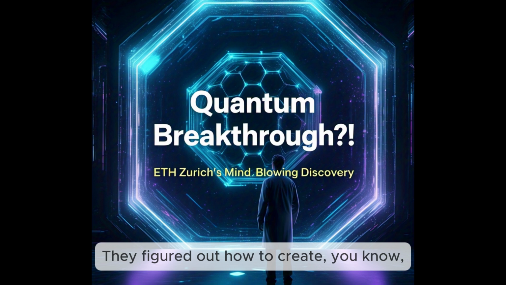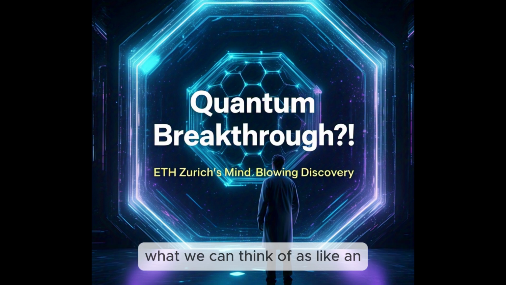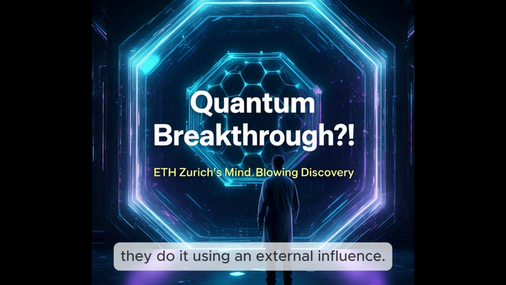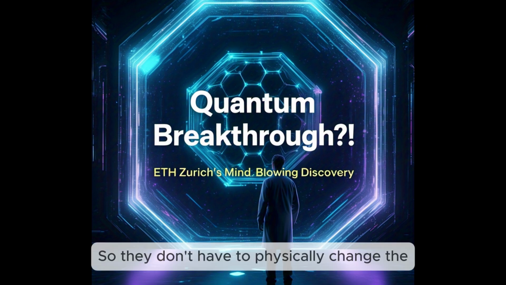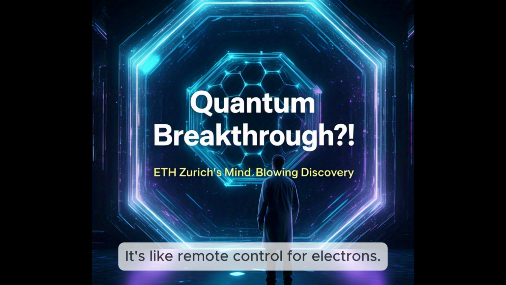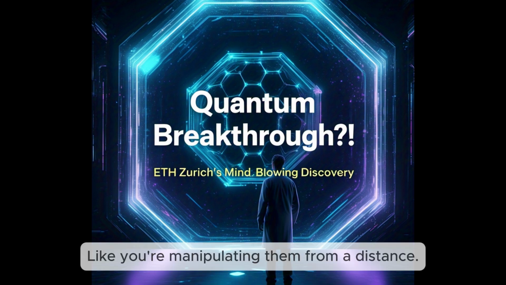So the innovation from ETH Zurich offers a way around that. They figured out how to create what we can think of as an artificial crystal lattice within a semiconductor material, but they do it using an external influence. So they don't have to physically change the semiconductor structure. It's like remote control for electrons. Yeah, like you're manipulating them from a distance.